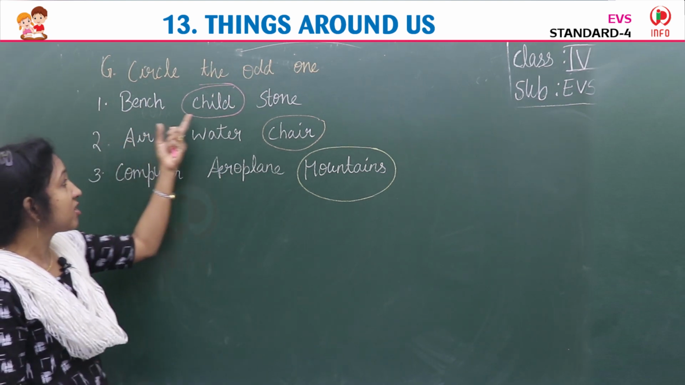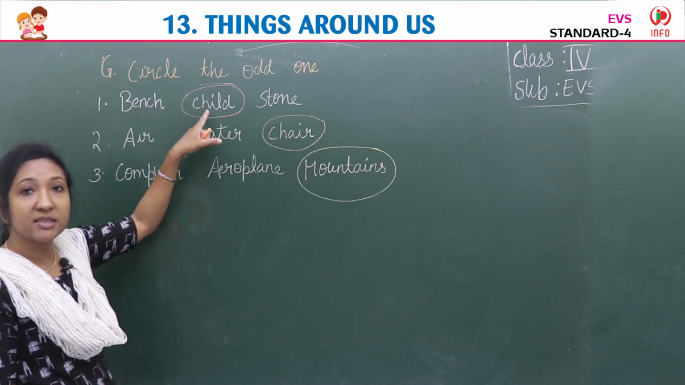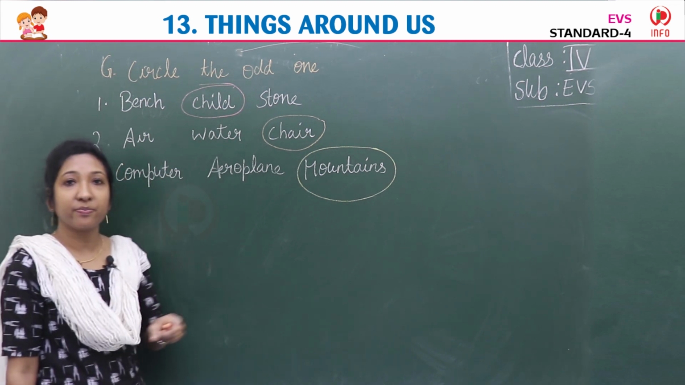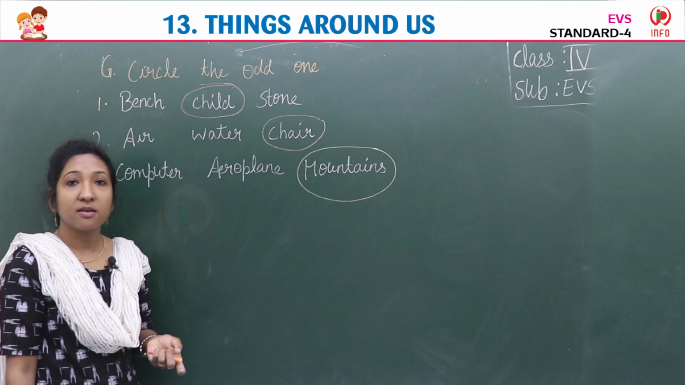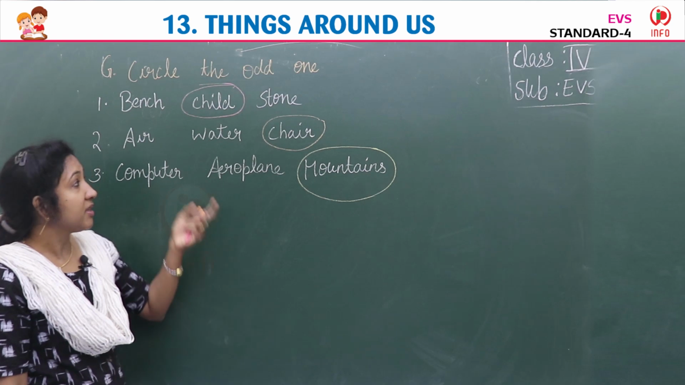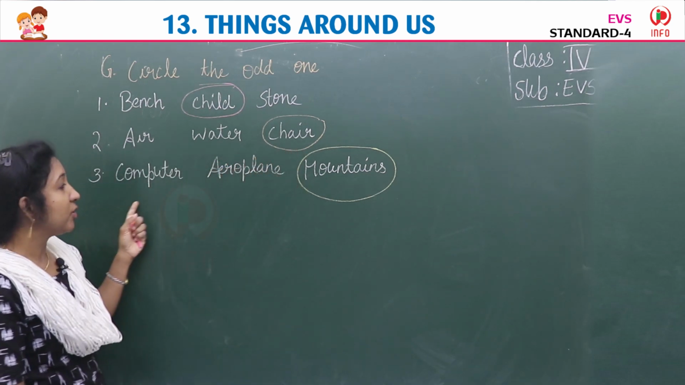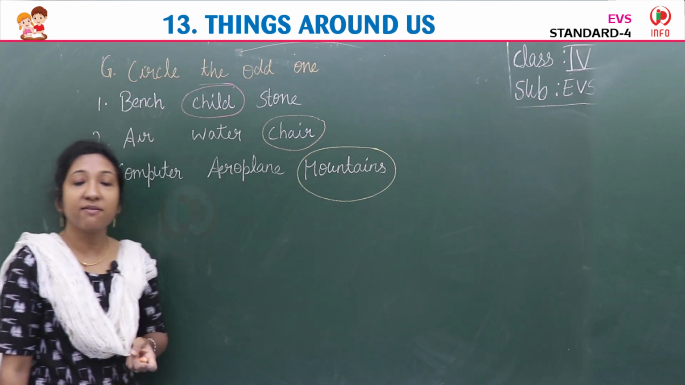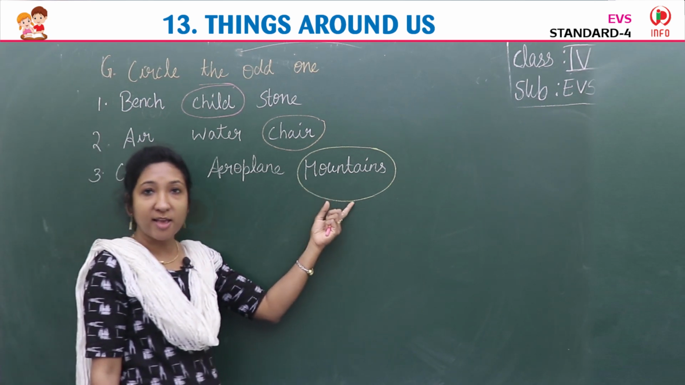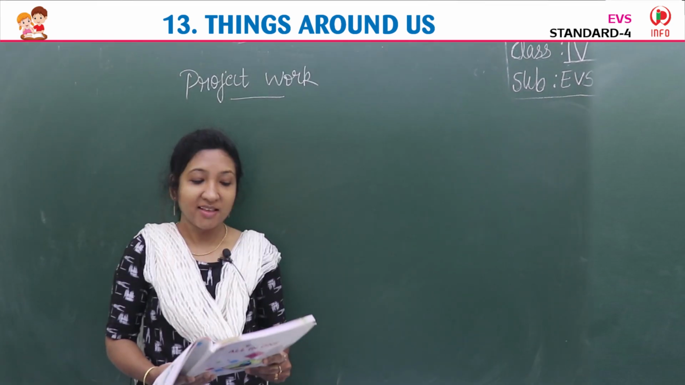So first one, bench, child, stone. Hint given in the textbook is living thing. So living thing is child. So circle it. Second, air, water, chair. Hint given in the textbook is man-made thing. So man-made thing among this is chair. So circle the chair. And third, computer, aeroplane, mountains. The hint given in the textbook is natural thing. So mountains is a natural thing. So circle it. Understood? Yes, children.